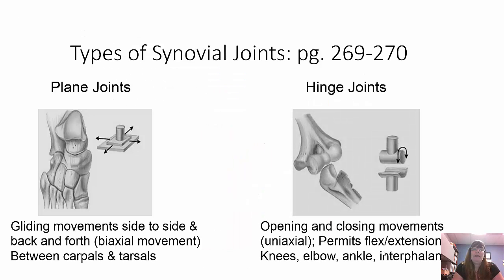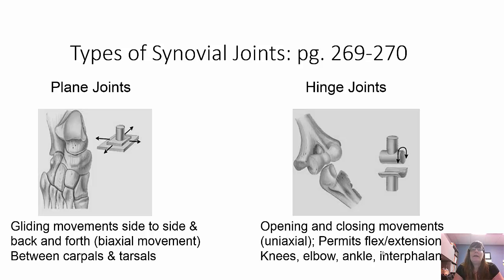Okay, so we have plane joints, which let you do gliding movements from side to side and back and forth. So for example, between the carpals and the tarsals, there's not a lot of movement, but they're not stabilized either, because if they were, you'd break bones every time you did anything. So you have that gliding movement allowed.